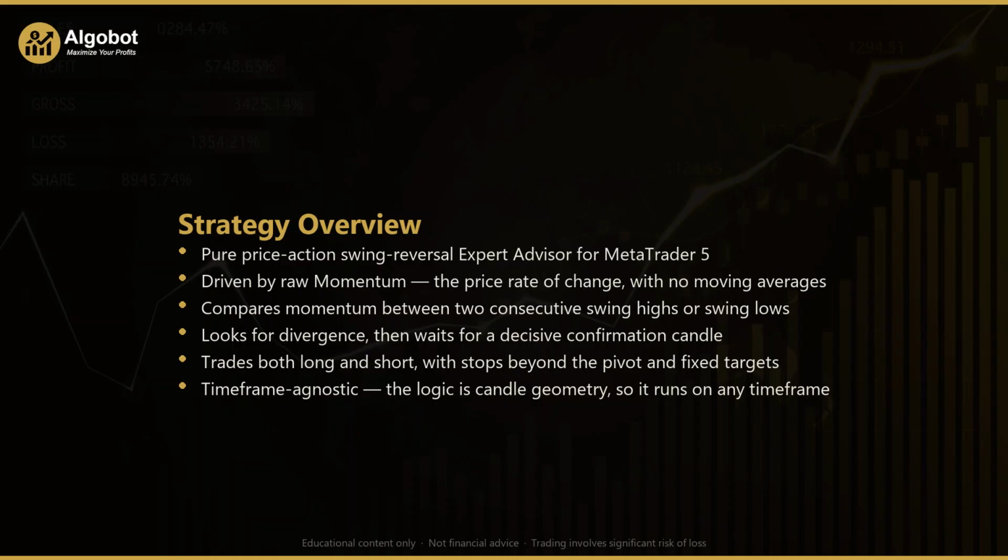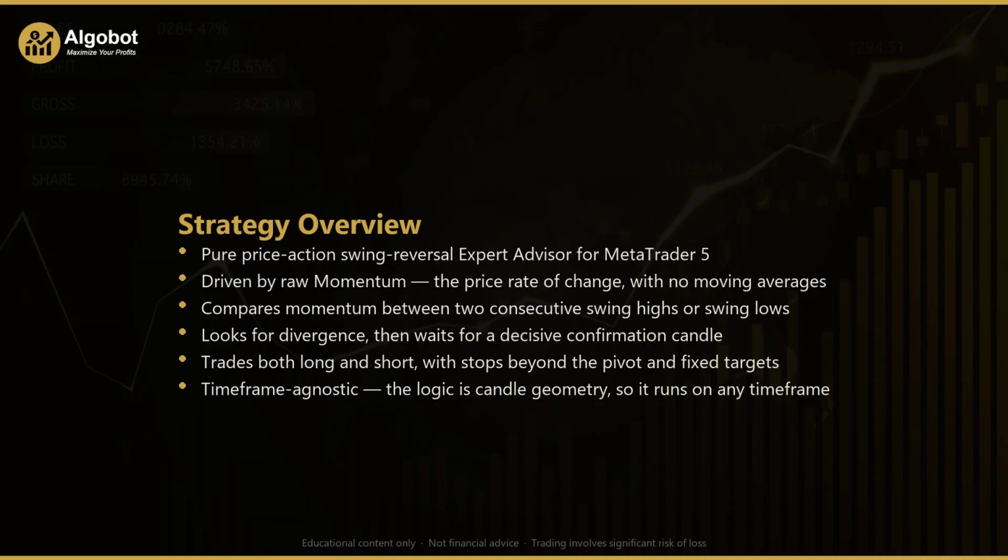Let's start with the big picture. Momentum divergence reversal is a reversal strategy, which means it isn't trying to ride a trend forever. Instead, it studies a trend for signs that the energy behind it is fading, and it positions for a turn. It's built entirely from price action. There are no oscillators drawn on the chart, no moving averages, and no other indicators. The only thing it measures is momentum, and it measures momentum in the most honest, transparent way possible.